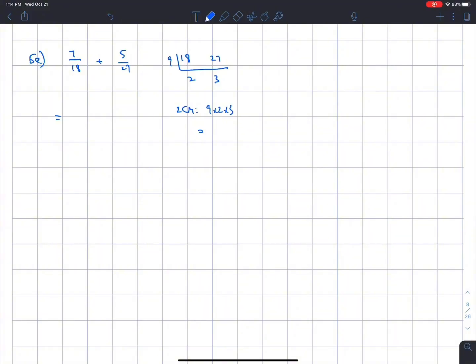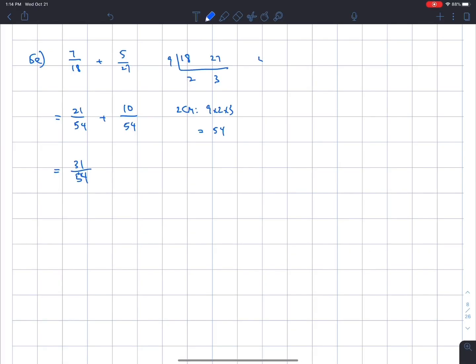9 times 2 is 18. 18 times 3 is 54. So we have to make both denominators equal to 54. 18 times 3 is 54. So 7 times 3 is 21. 27 times 2 is 54. So 5 times 2 is 10. And then now we just add the numerators. We get 31 over 54.